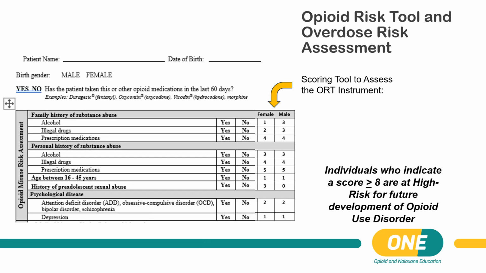Each item that is selected yes by the patient on the ORT is weighted and requires a scoring tool to generate a risk score for the patient. This is seen on the right-hand side of the ORT. Individuals that indicate a score of equal to or greater than 8 are at high risk for future development of opioid use disorder.